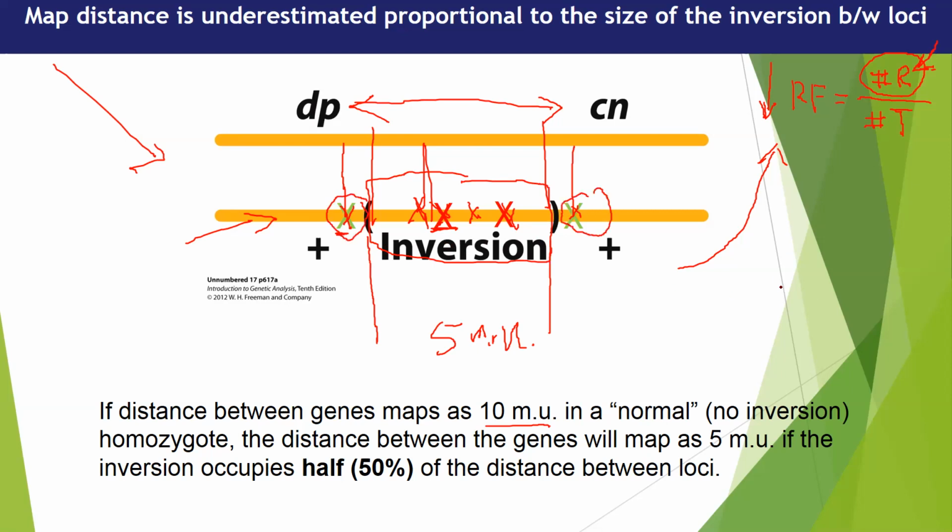So in this situation, although the real map distance between these two genes is 10 map units, you can only get 5 map units from your experiment, okay? So this is the effect that an inversion heterozygote can have on genetic mapping. All right. Does that make sense to you? I hope everybody can understand the biology behind. Okay.